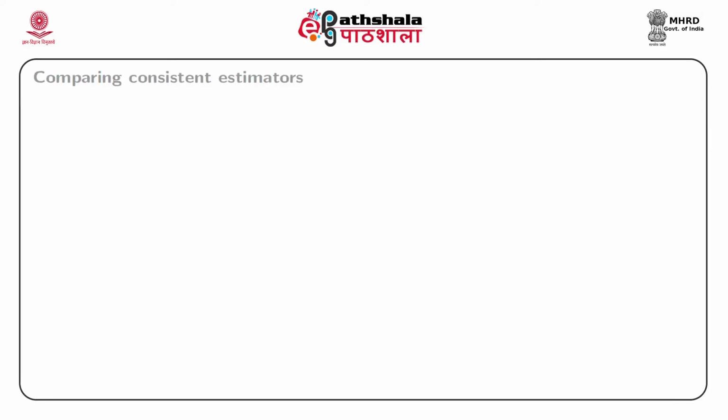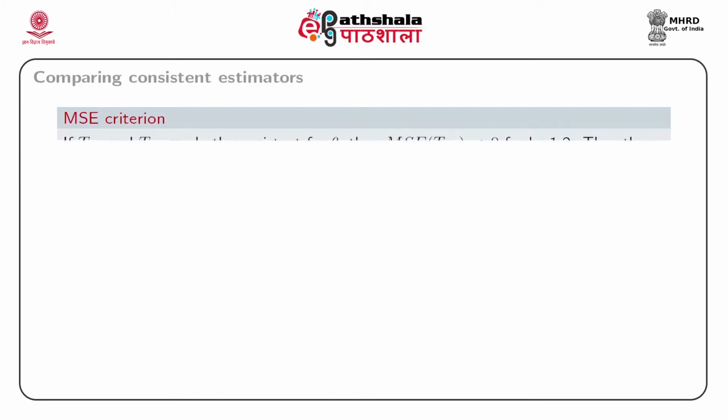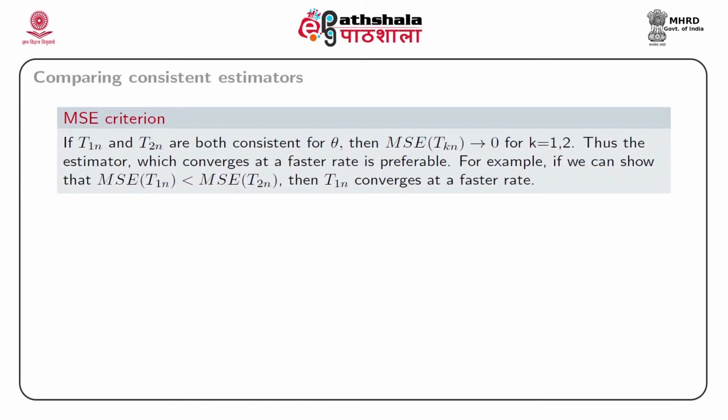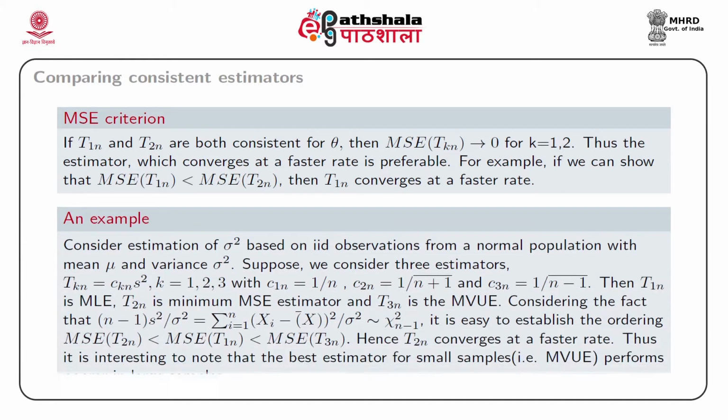Next, consider comparing consistent estimators. If T1n and T2n are both consistent for theta, then MSE converges to 0 for every k. Thus, the estimator which converges at a faster rate is preferable. For example, if we can show that the mean square error for T1n is less than the mean square error for T2n, then T1n converges at a faster rate. Let us consider an example. Consider estimation of sigma square based on IID observations from a normal population with mean mu and variance sigma square.